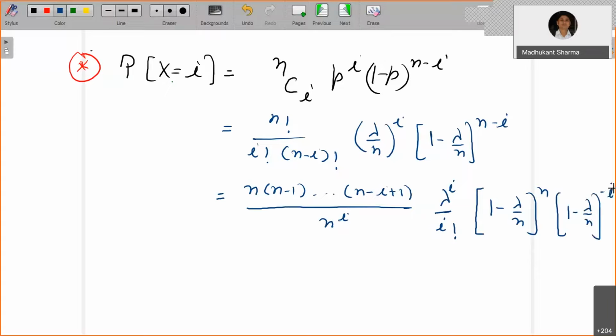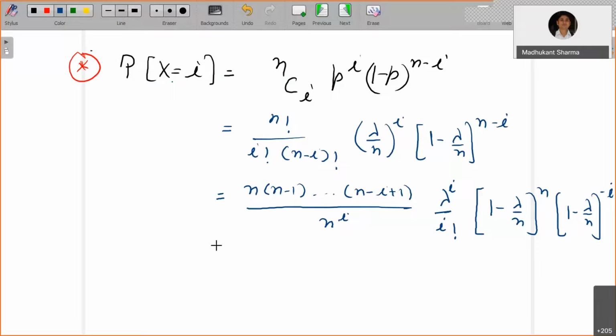Okay, right. So now see, these are how many here: n into n minus 1 into n minus I plus 1, that is I times. Okay, you take n from each factor. From each factor you take n, in total you will get n to the power I.